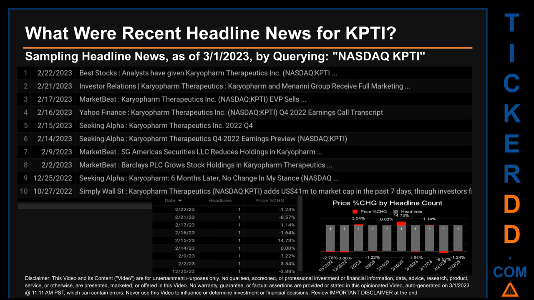Wednesday, February 15, 2023 was the day with the highest percentage change in price when we compare opening versus closing price for the ticker. The day saw a jump of 14.73% and KPTI opened trading at $3.19 and closed at $3.66. There was one found headline when Seeking Alpha published the headline that read, "Karyopharm Therapeutics 2022 Q4."